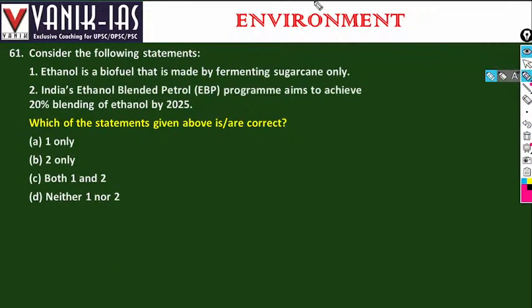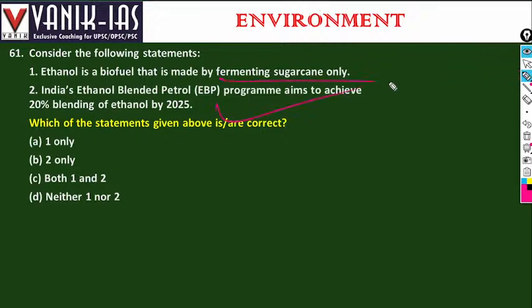Consider the following statements. Ethanol is a biofuel that is made by fermenting sugarcane only. India's ethanol blended petrol program aims to achieve 20% blending of ethanol by 2025. So which of the following statements are correct?